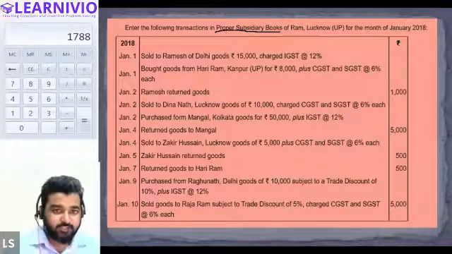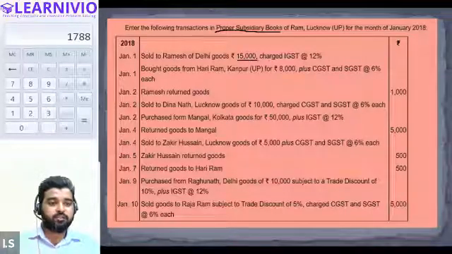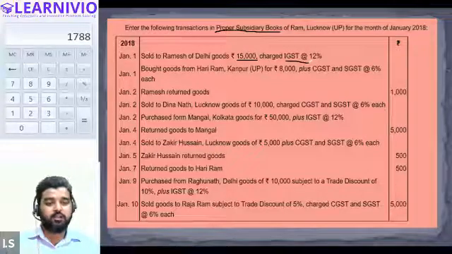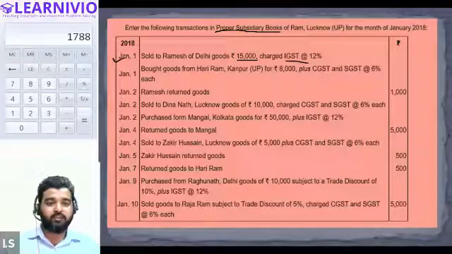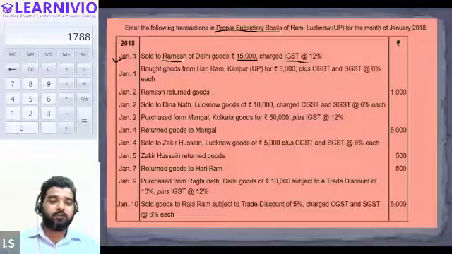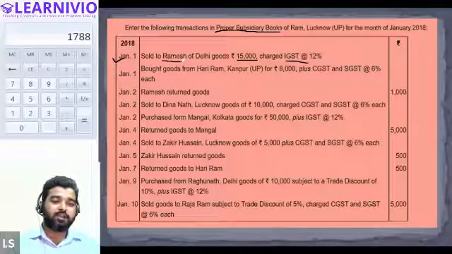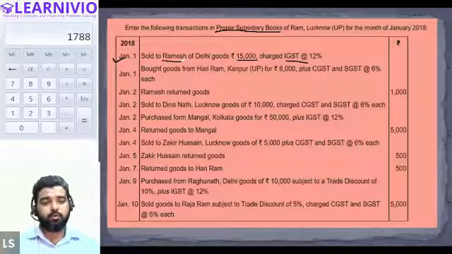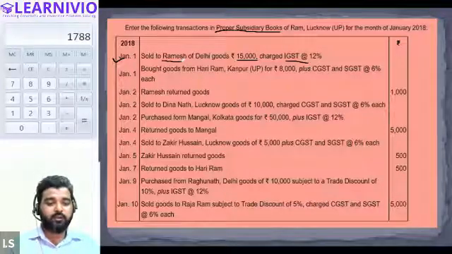The first transaction is: sold to Ramesh of Delhi goods costing rupees 15,000, charge IGST. In this case, we are selling the goods to Ramesh, and since the name is mentioned, we will assume that we are selling the goods to Ramesh on credit basis. So tell me, this transaction will be recorded in which book? Purchase book, sales return, purchase return, cash book? Tell me, in which book will it be recorded?